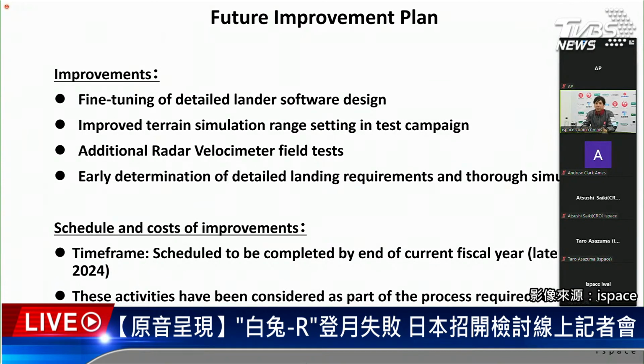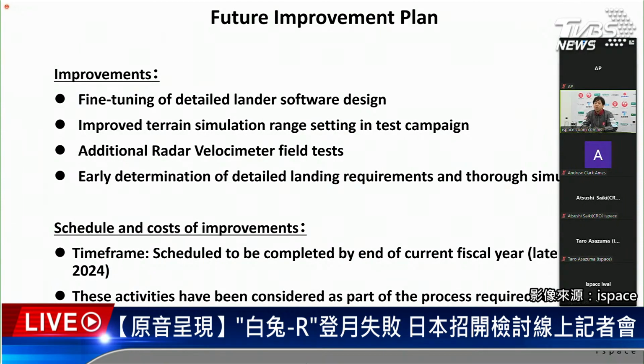Again, these activities are not a major change. It is almost part of our planned process. Within the current schedule and cost, we are going to complete all improvements. Yeah, then please move on.